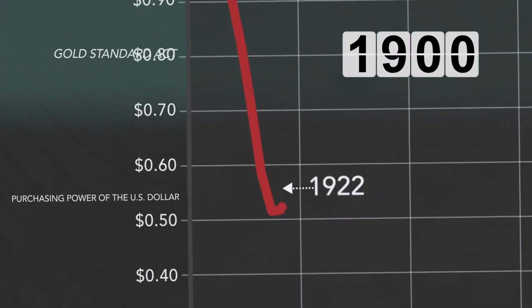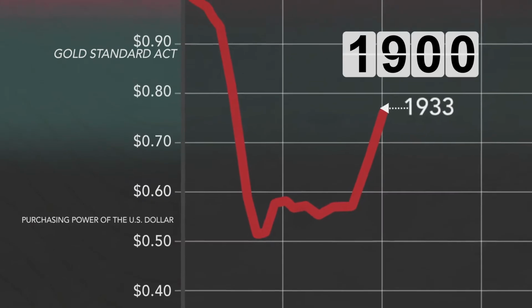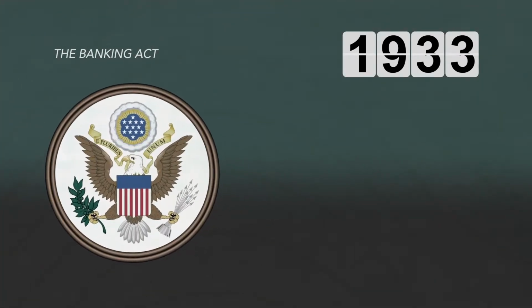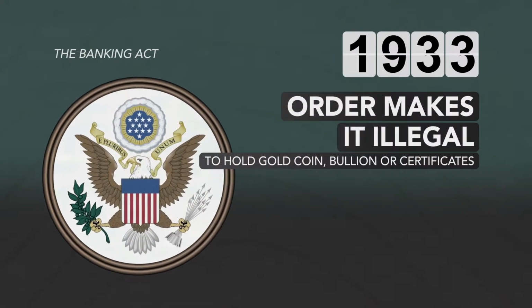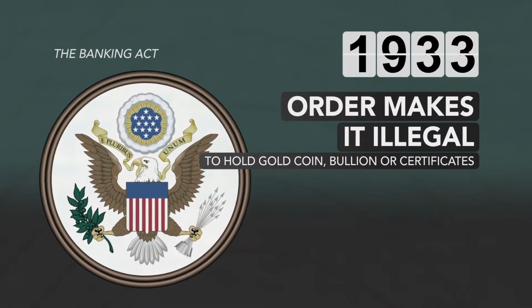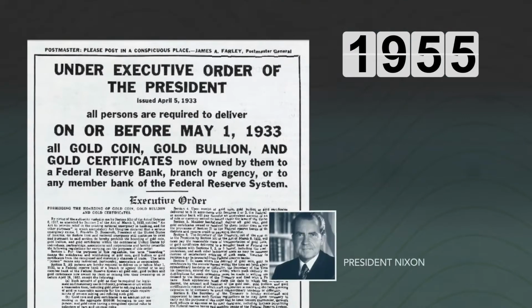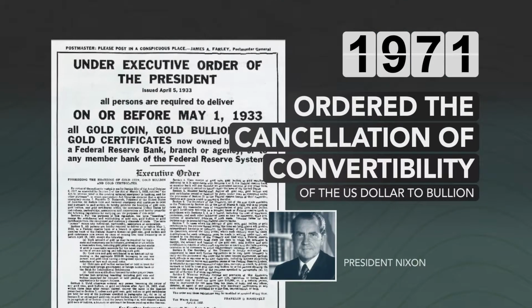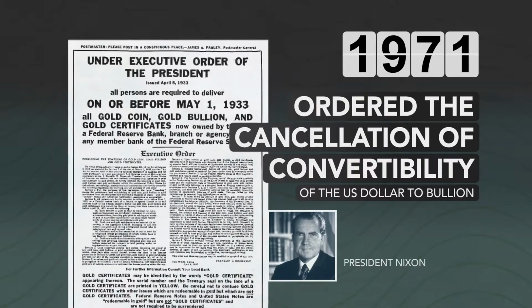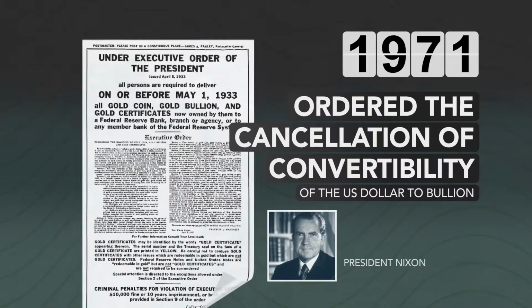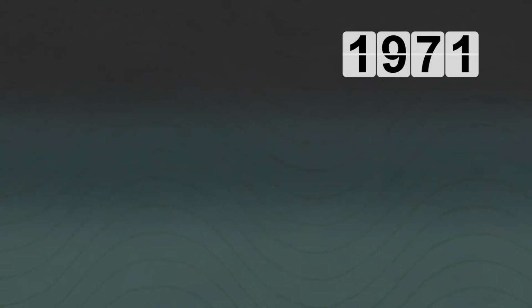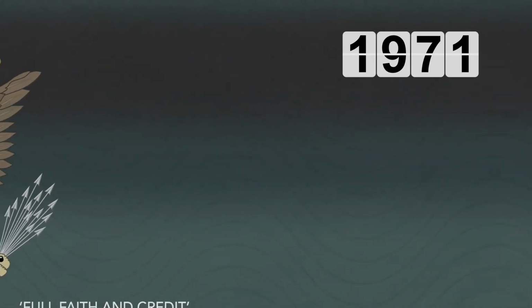However, as the price of gold rose, the gold standard for the dollar became increasingly difficult to manage. The Banking Act of 1933 revoked the promise to pay the bearer on demand the face value of currency in gold, and in 1971 Richard Nixon, the then president, unilaterally decided to order the cancellation of convertibility of the US dollar to bullion.